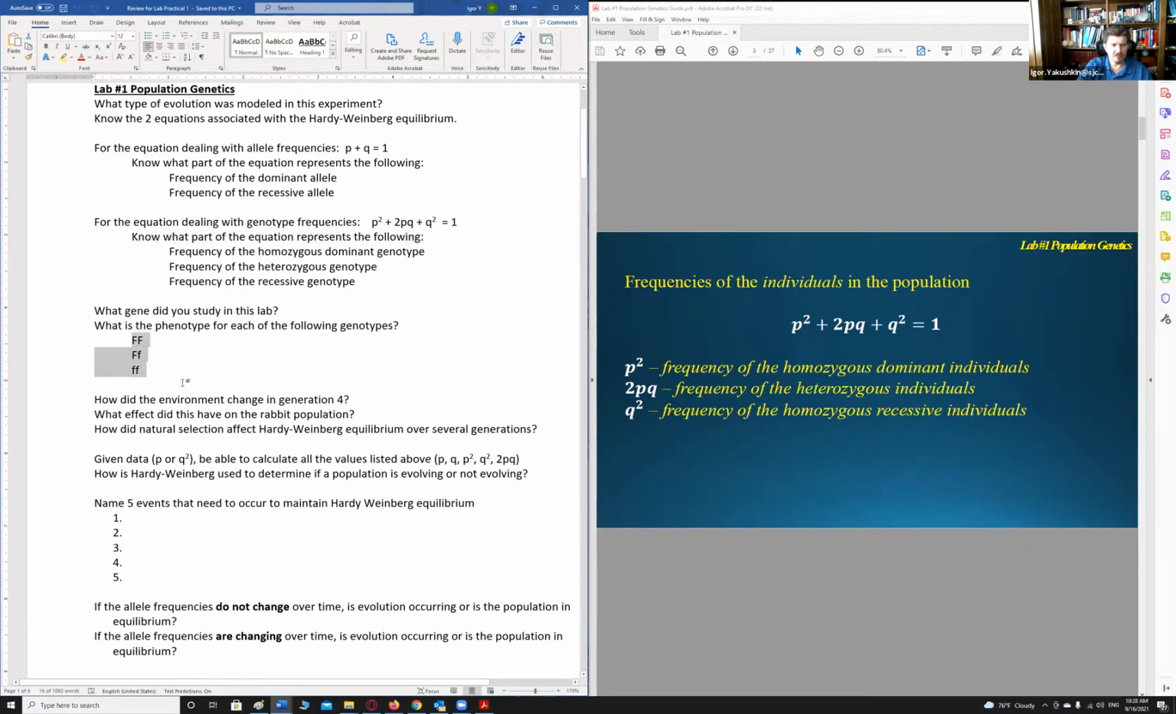Now, remember the genotype. What is the phenotype? And we're talking about the bunny lab or just general. That's the dominant homozygous phenotype.